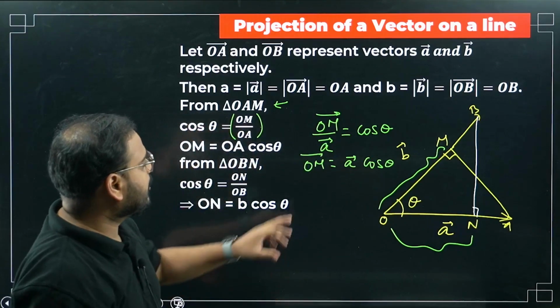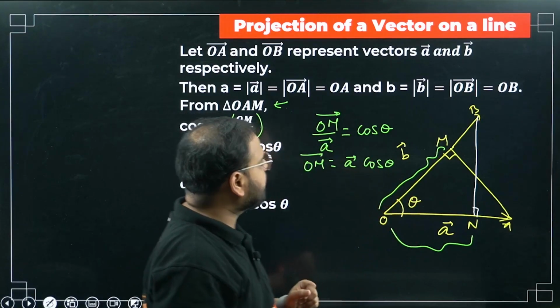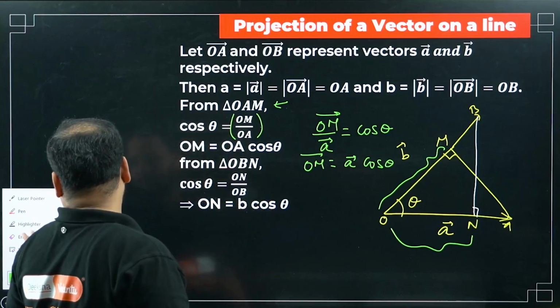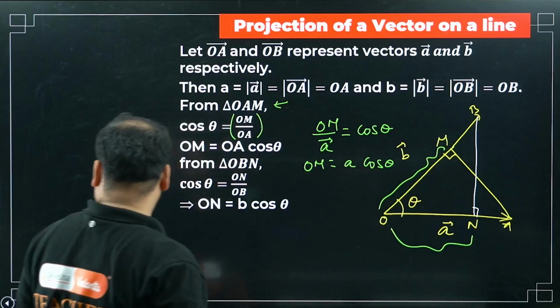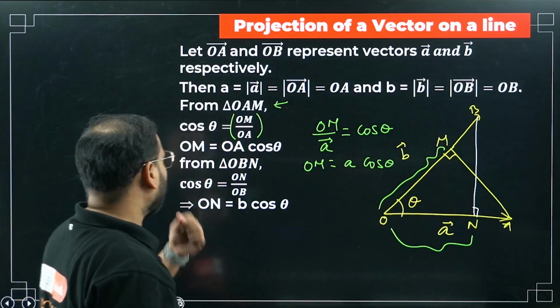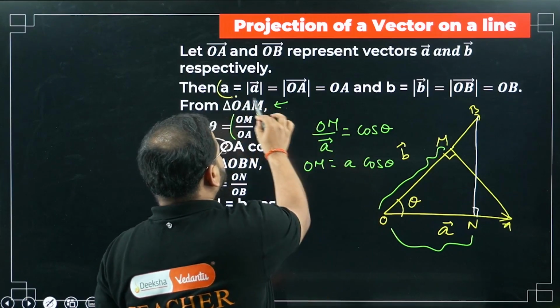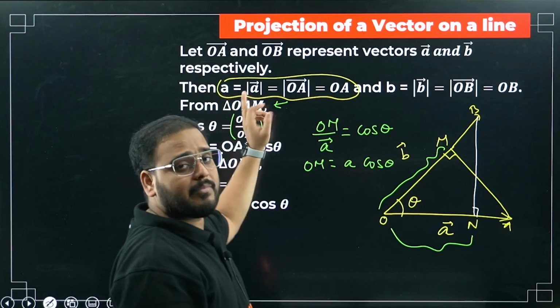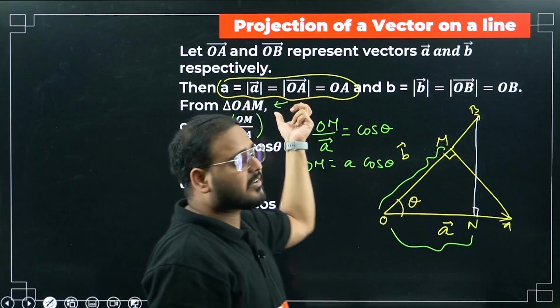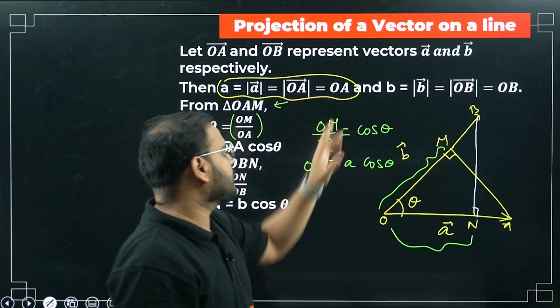OM is also a vector, A times cos theta. If I'm talking about the scalar part only, not considering the vector form, then I can write it without the vector notation. Only the magnitude we're considering. A is the magnitude of the vector A, written as the magnitude of vector OA, or simply as OA.